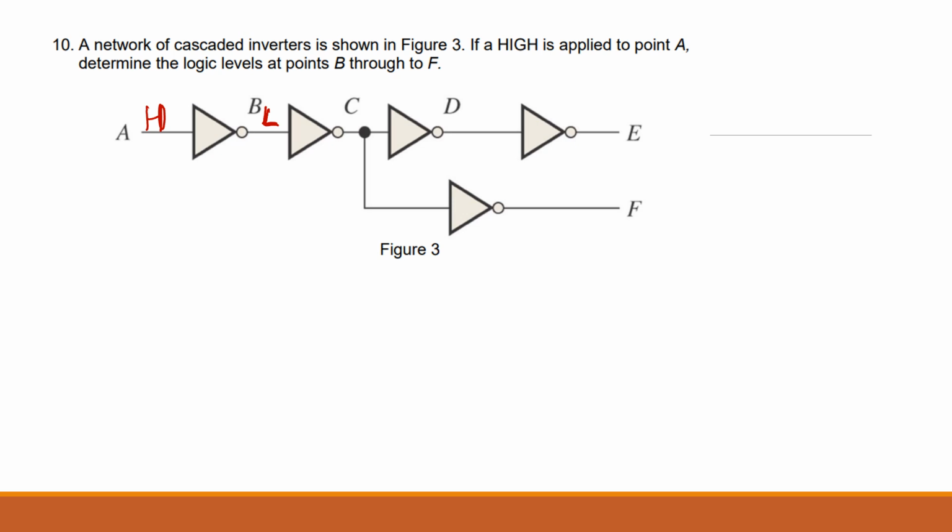When the low is going through this one, when it comes to C again, it should be what? High. Then when high goes to D, low. Low goes towards the E, high. Then what happens to the bottom line? High is going through F, should be what? Low. So you are writing these answers as E should be high and F should be low. So that will be your answer. Make sense? Any question? No questions?